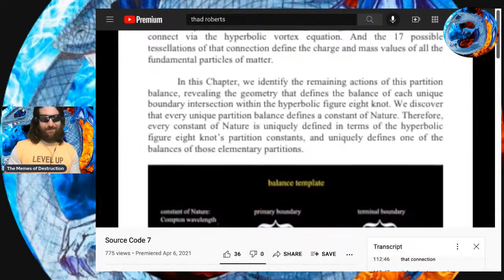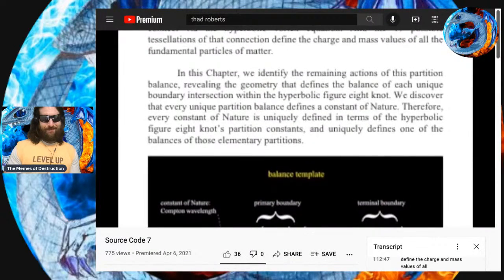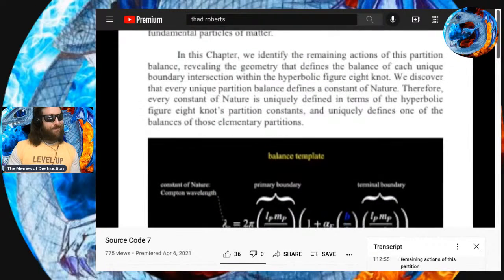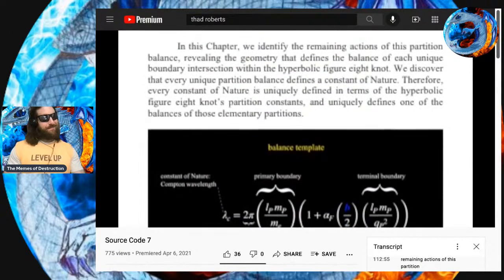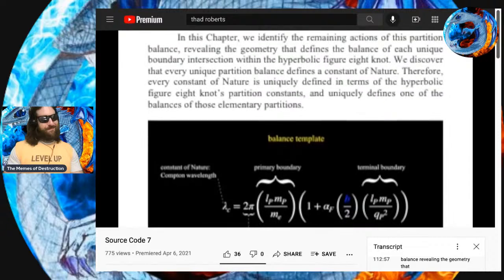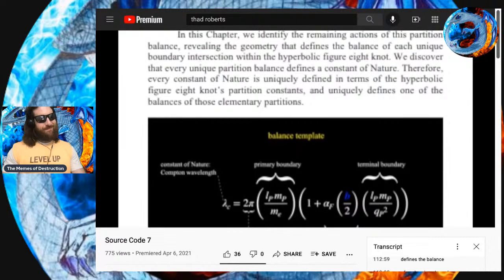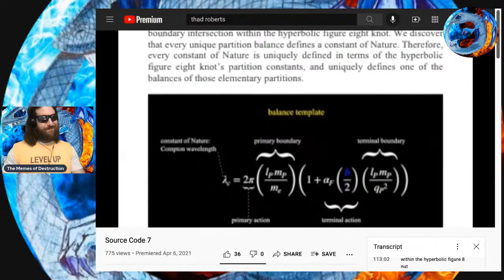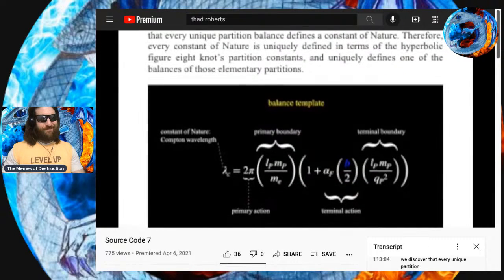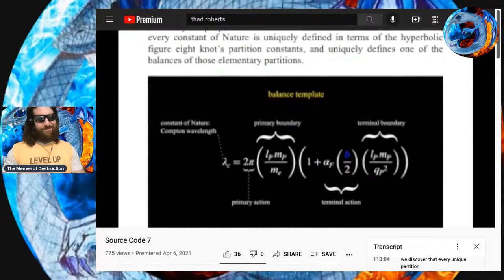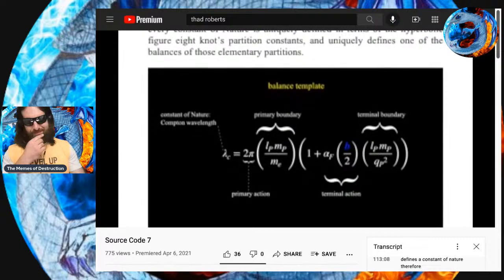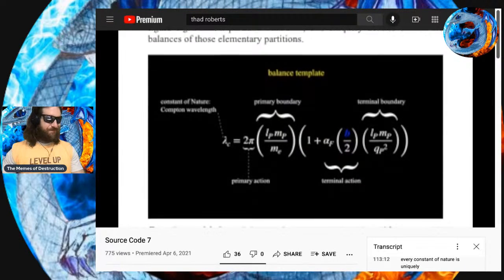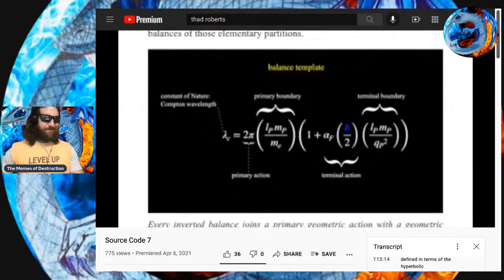In this chapter, we identify the remaining actions of this partition balance, revealing the geometry that defines the balance of each unique boundary intersection within the hyperbolic figure 8 knot. We discover that every unique partition balance defines a constant of nature. Therefore, every constant of nature is uniquely defined in terms of the hyperbolic figure 8 knot's partition constants and uniquely defines one of the balances of those elementary partitions.